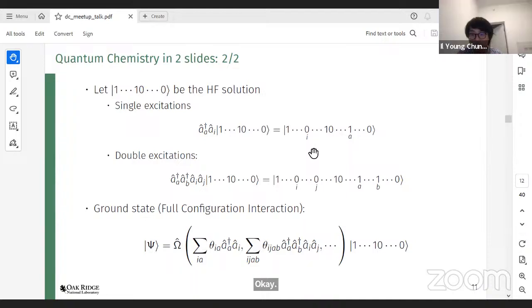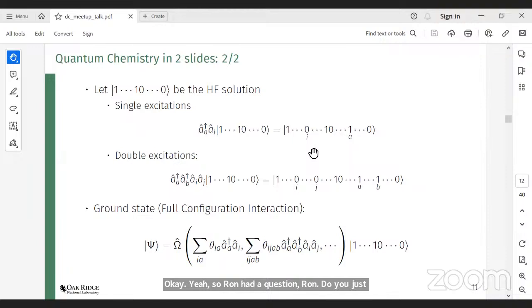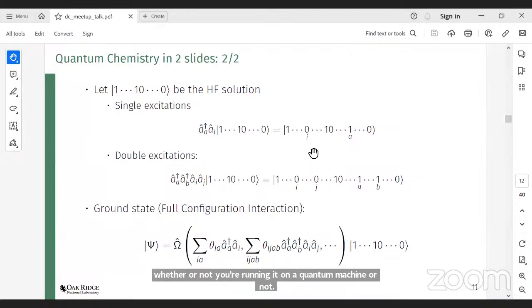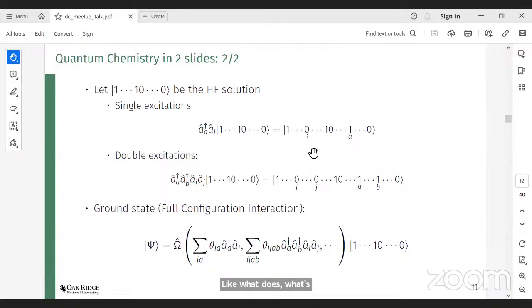Yeah, so Ron had a question. Ron, did you just want to unmute and ask your question? Yeah, I was wondering, Daniel, if you had any references to material that helps people take these formulas from Hamiltonians to actual code, whether or not you're running it on a quantum machine. Like what's the best way to represent a Hamiltonian in code, for example?